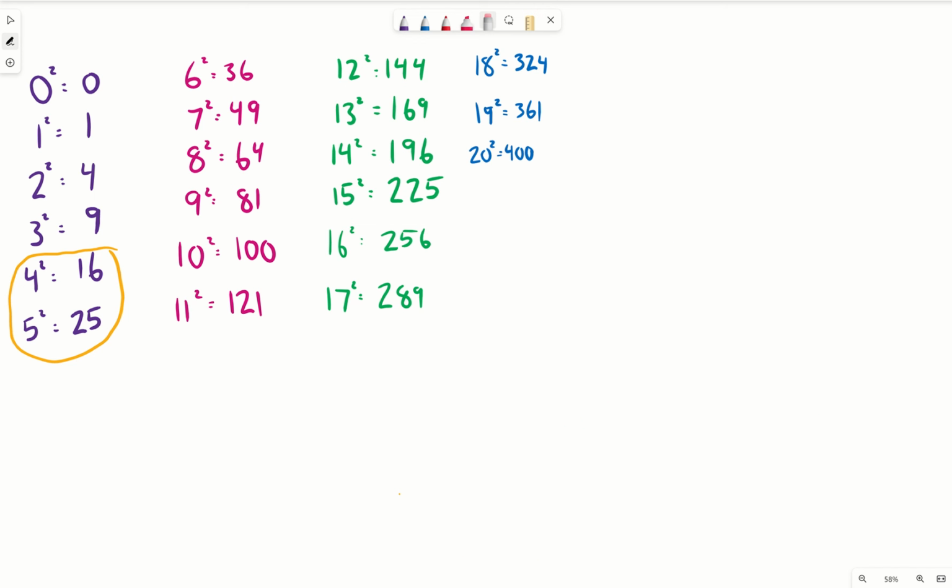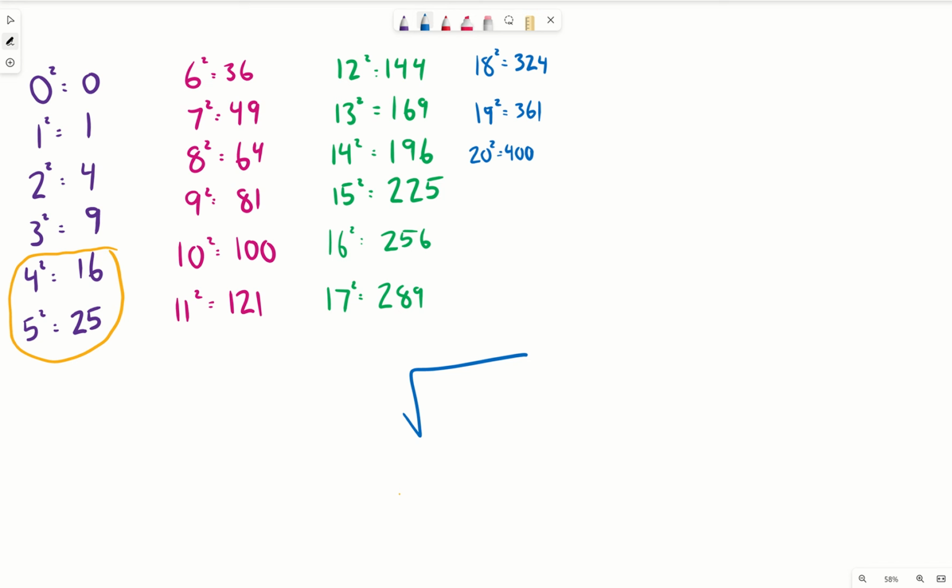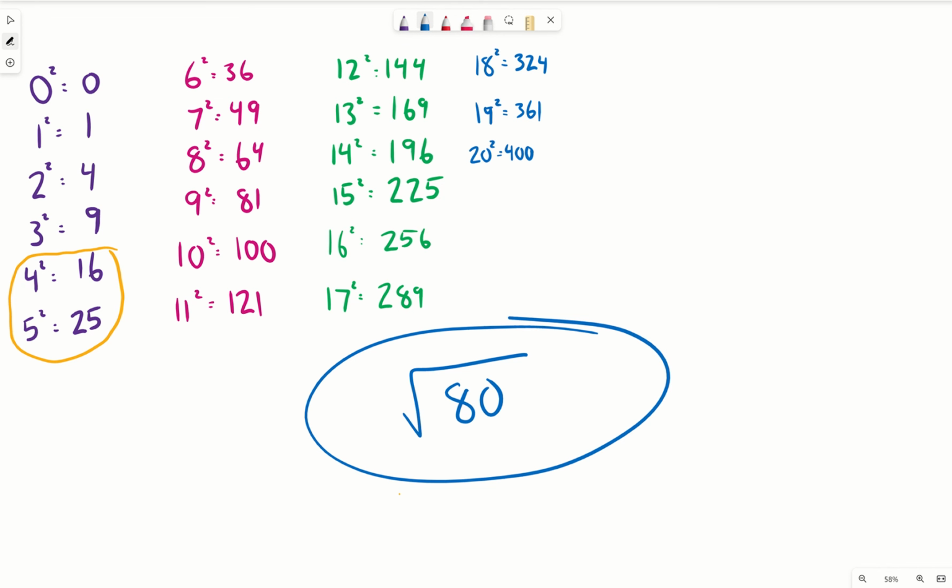So that is doing my square roots. All right. As we're going through here, you tell me what two numbers the square root of 80 is in between. What two bases would the square root of 80 be in between?